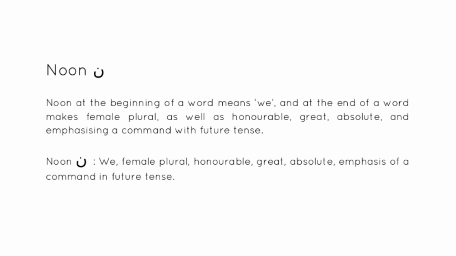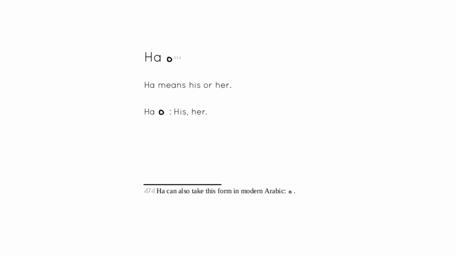Noon. Noon at the beginning of a word means we, and at the end of a word makes female plural, as well as honorable, great, absolute, and emphasizing a command with future tense. In summary, noon, we, female, plural, honorable, great, absolute, emphasis of a command in future tense. Ha. Ha means his or her. In summary, ha, his, her.